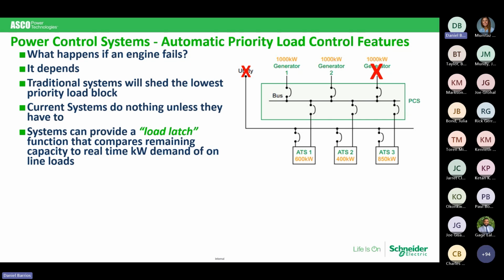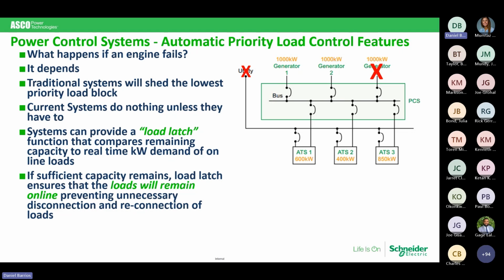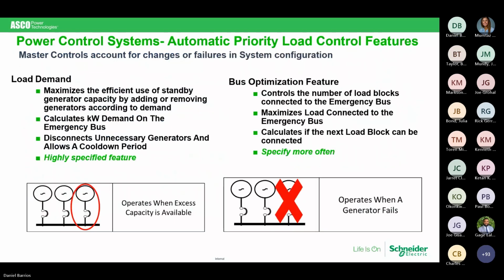If you have enough capacity, your N+1 system or such, or depending on what time of day your outage is, when you lose a generator, nothing may happen. If additional load starts to get added because you've started your day cycle or such, the generator will automatically start and come online. If sufficient capacity remains, the load latch ensures that the loads will remain online, preventing any type of unnecessary disconnection and reconnection.